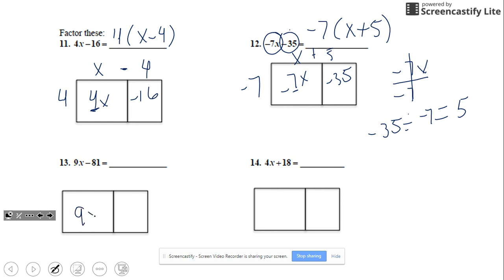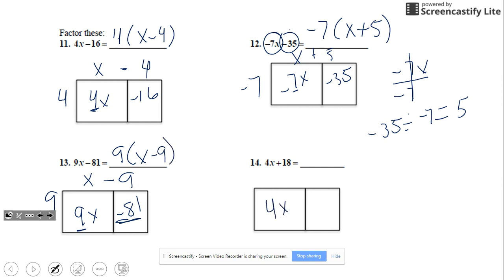Okay, 9x and then a negative 81. Can I divide by that 9? Absolutely. So that leaves me with x. Then I have negative 81 divided by 9, so it's going to be minus 9. So 9 times the quantity x minus 9.